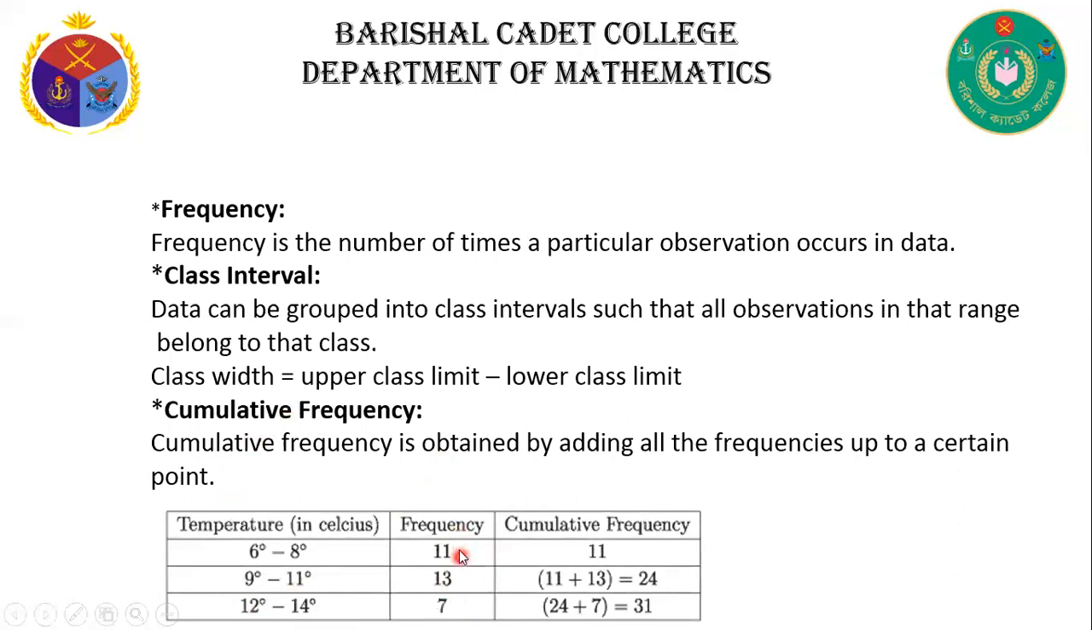Now cumulative frequency. Here the first frequency is 11, so cumulative frequency remains 11. Then 11 plus 13 is equal to 24. This is cumulative frequency. Then 24 plus 7, that means 31. So cumulative frequency is the sum of the frequencies. Firstly frequency 11, then 11 plus 13 is 24, then 24 plus 7 is equal to 31. In the same way, we can find cumulative frequency.